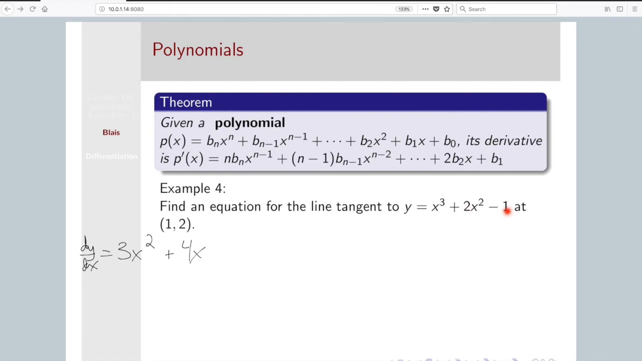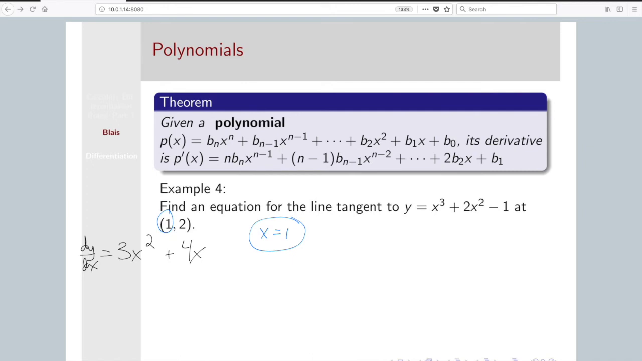And the derivative of a constant is 0. Now we know from our interpretation of the derivative that this gives us the slope of the tangent line at any x. We are asked to find the equation of a tangent line at the point (1, 2). So that means we know we're dealing with the point x equals 1.